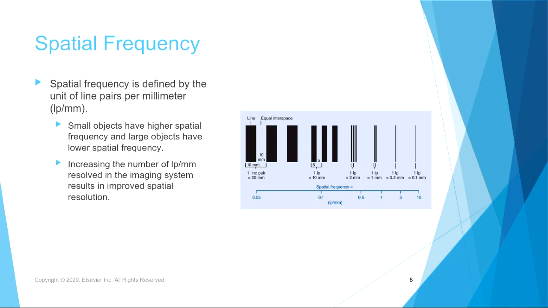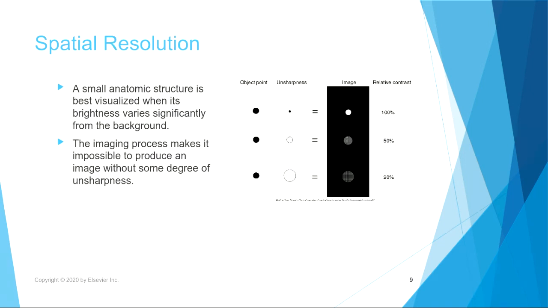Larger objects have lower spatial frequency, so it's more difficult to accurately image a small anatomic object compared to imaging a large object. When you increase the number of line pairs per millimeter that get resolved in the imaging system, you have better spatial resolution, right? And they do tell us that a small anatomic structure is best visualized when the brightness varies significantly from the background, meaning when it stands out more from the background, obviously it's easier to visualize.